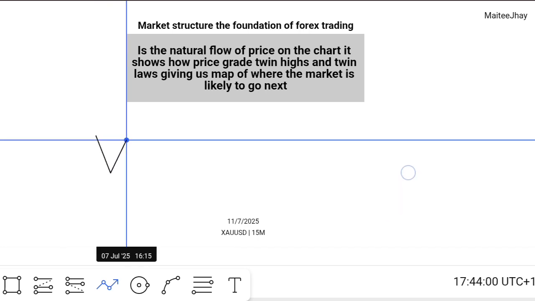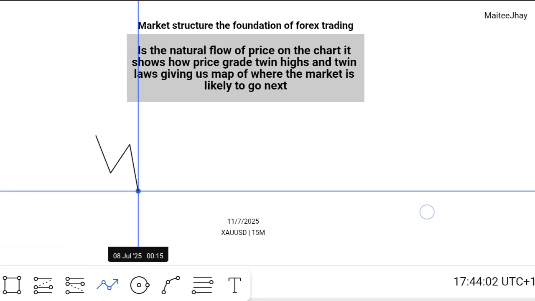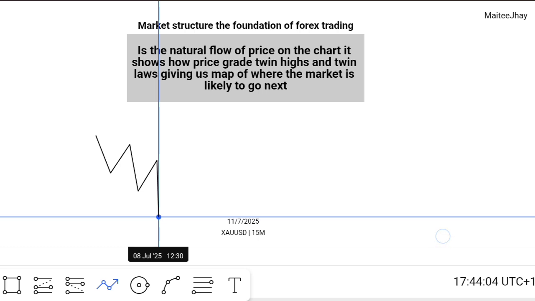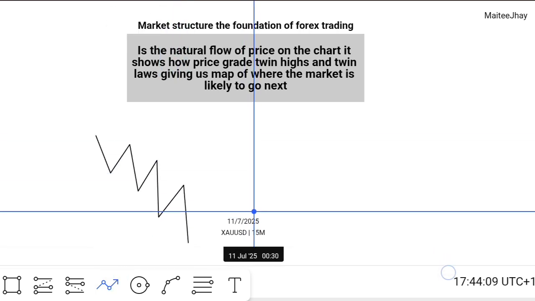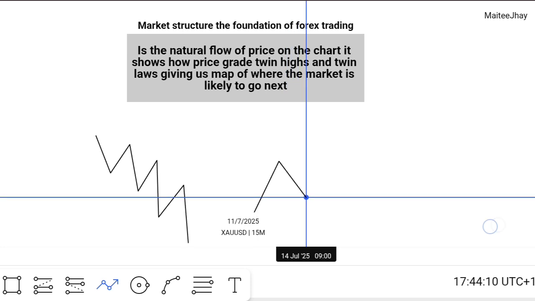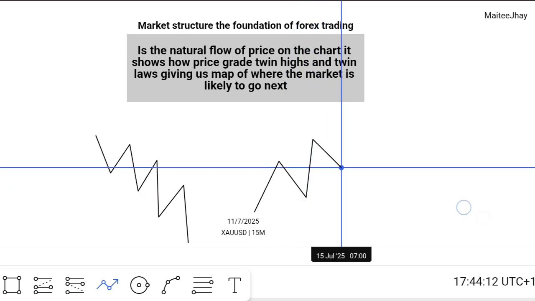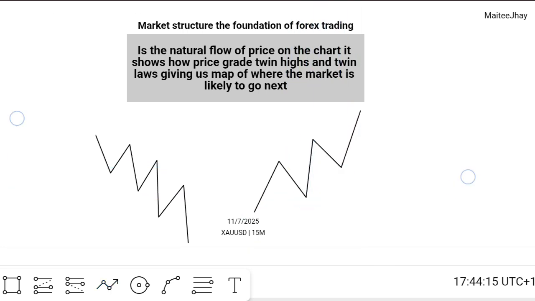So this is likely what you'll be seeing on the chart. Maybe price displaying some kind of movements like this, like this, or like this. You understand? So this is it for market structure.